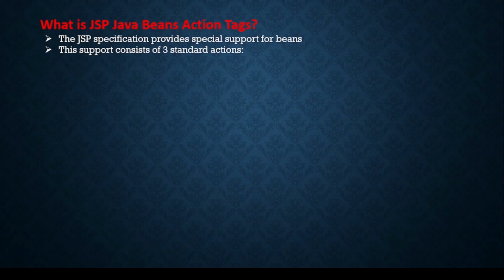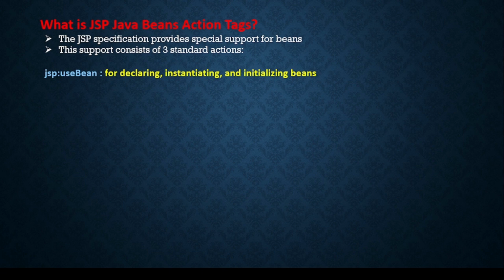The JSP specification provides three standard action tags for Java beans. The first is jsp:useBean. jsp:useBean is used for declaring, instantiating, and initializing beans. And another tag is jsp:setProperty.